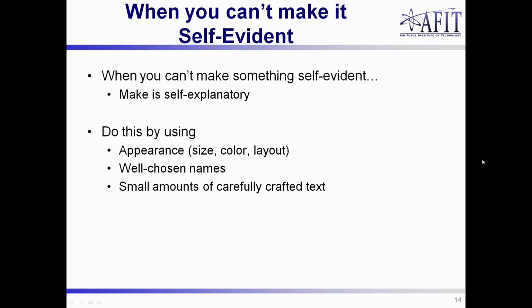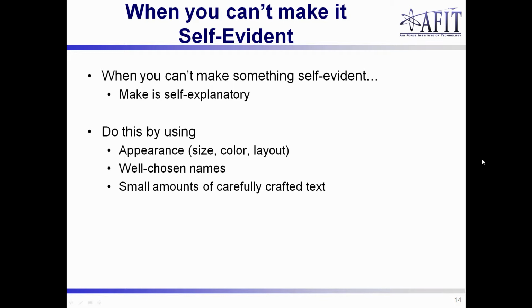All right, so sometimes you can't make things self-evident. And when you can't make it self-evident, then you need to make it self-explanatory. So you need to use some kind of visual cue to let them know what it is. We can do this by using appearance. We can change the size, the color, the layout, the way we did with that button, so that you knew the word button was a button.